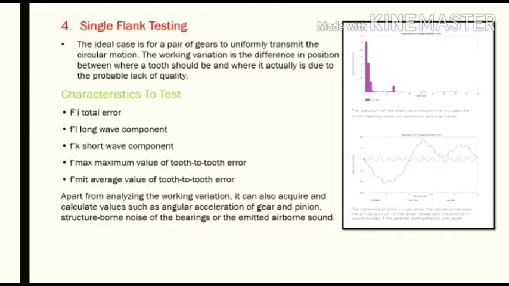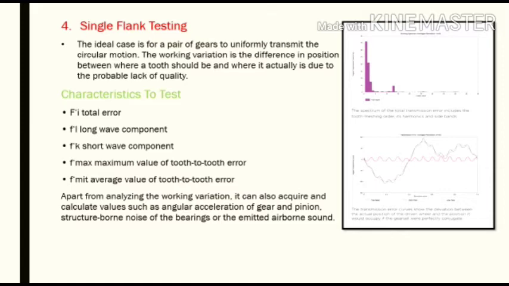Fourth point, single flank testing. With single flank testing, mating gears roll together at the proper center distance with backlash, and with only one flank in contact. The main difference between single flank testing and double flank testing is that in single flank testing there is backlash, and in double flank testing there is no backlash. Testing gears in this manner more closely simulates operation of the gears in their application than any other means of evaluation.